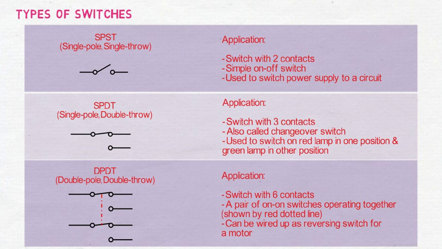SPDT is a switch with three contacts. It has two output terminals. Closing the circuit with the first output terminal can cause a red lamp to light up, but closing the second output terminal will cause the green lamp to light up instead. DPDT switch is made up of two SPDT switches. It has 6 contacts. The pair of on-on switches operates together.